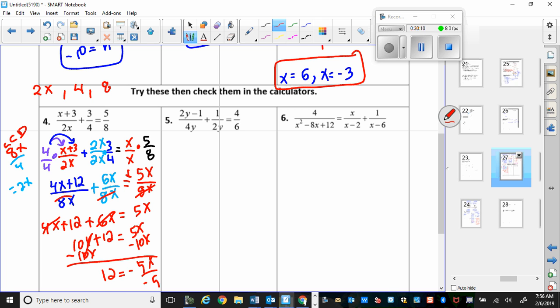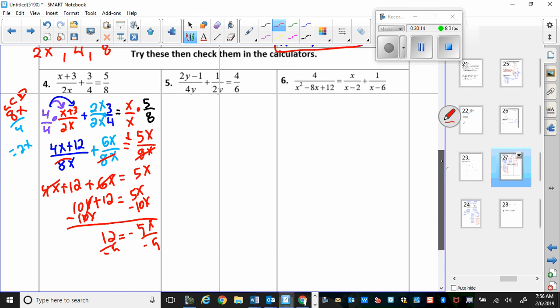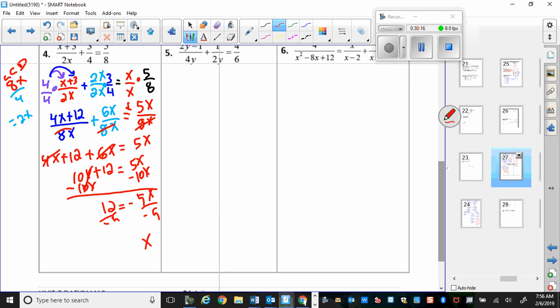Divide both sides by negative 5. And I get x equals negative 12 over 5, right? Make sure you're going back to check your answers.